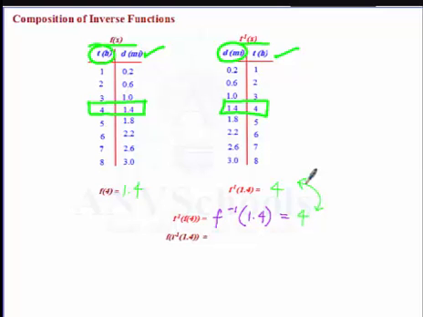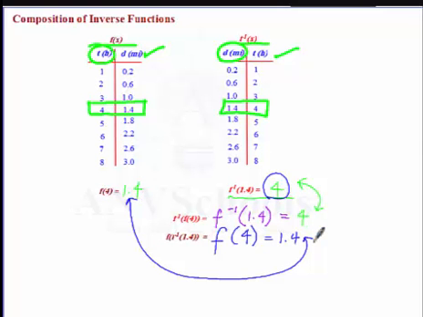Now let's investigate the opposite. Our f^-1 of 1.4 is equal to 4. So in this case, we're going to go the opposite way. Our f^-1 of 1.4, which is just equal to 4, will be equal to f of 4. And our f of 4 is equal to 1.4, which is, again amazingly, the same as the values taken from here.